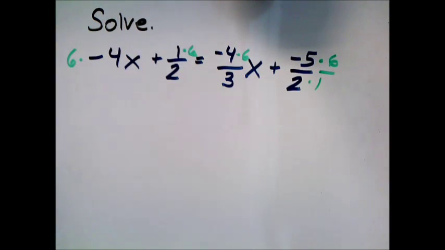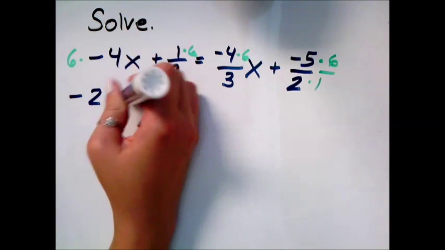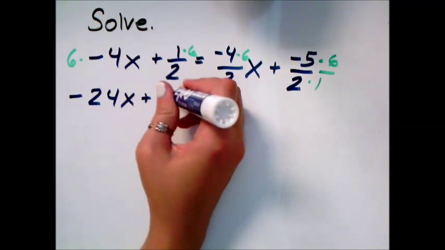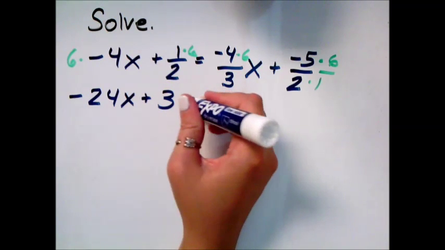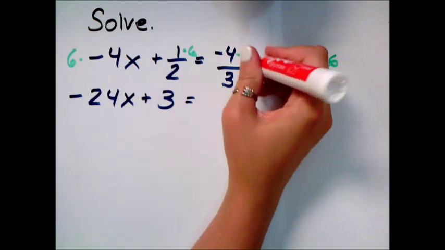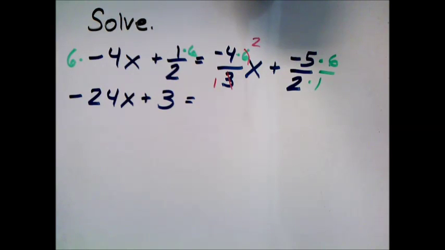Alright, so first the whole number. 6 times negative 4 is negative 24x. Then 6 over 2 reduces to 3. And then the next one we'll see 6 over 3. So I can divide them both by 3. So I end up with 2 over 1. And so what am I left with? Negative 4 times 2 is negative 8.